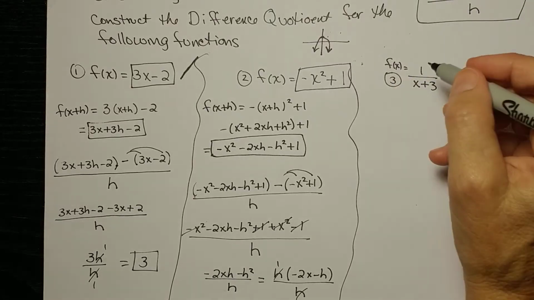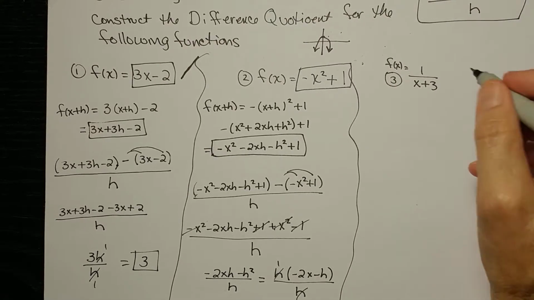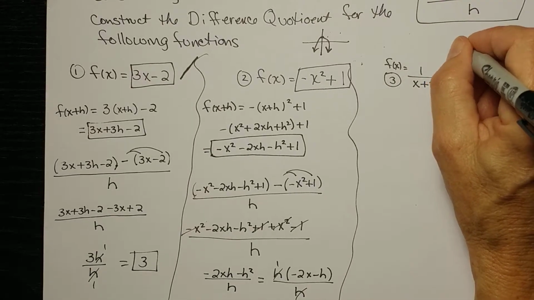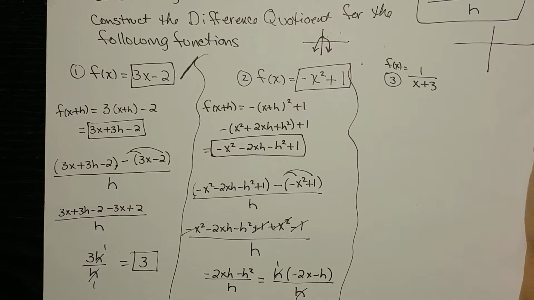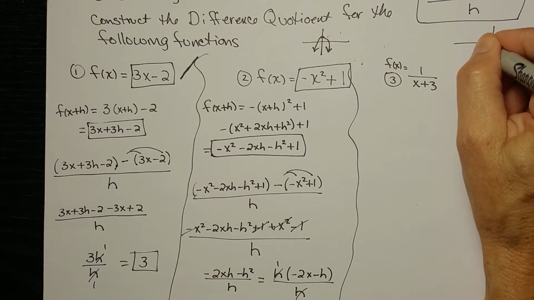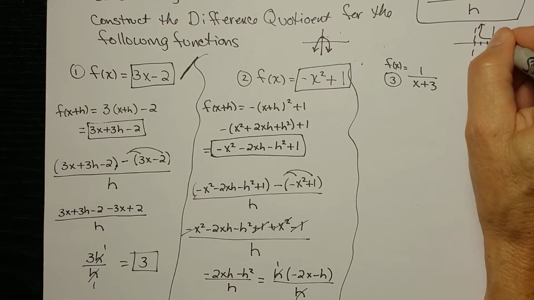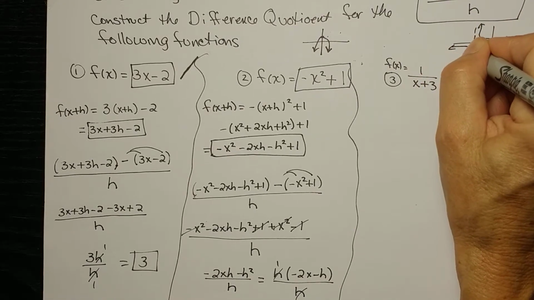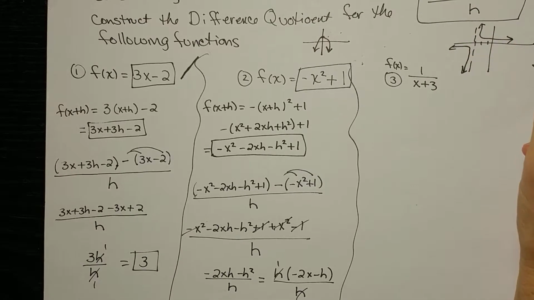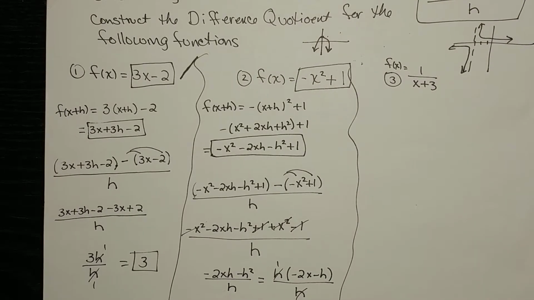All right, for the third function, f of x is 1 over x minus 3. This is a rational function. If we think about this, this is a horizontal shift going left 3, 1, 2, 3. This is the sketch of this graph. It will look something like this. Depending on what 2 points you pick, you could get very different slopes of secant lines for this one. But anyway, let's figure out what the difference quotient is.